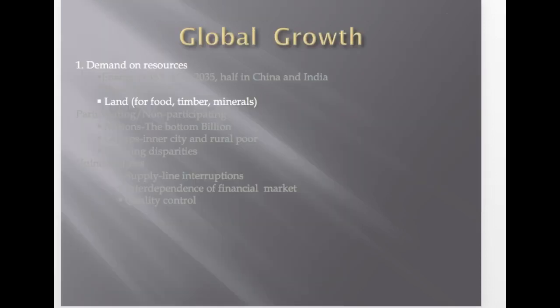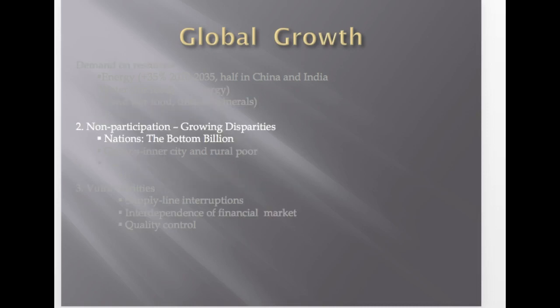There's also a demand for land to grow food, to build houses, and washing machines. This pressure on the land is causing the destruction of animal habitats and putting humans in greater contact with animals and their diseases, which is something we'll talk about later in the presentation. Another concern about the rise in globalization are the non-participating populations. We call them the bottom billion, a term first coined by Paul Collier, a developmental economist who consults with the United Nations. We'll discuss the bottom billion later on.